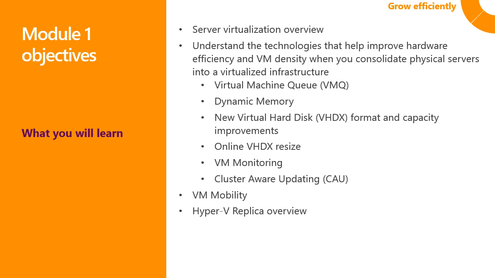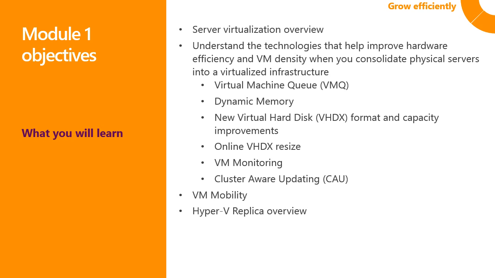So some of the technologies that we'll cover will focus on networking, so things such as the virtual machine queue, which is an important part of the Hyper-V networking scalability capability. When we look at dynamic memory, this is really all about how can we get more out of the memory that we've got installed on the system without it really having a negative impact on the performance of the server.